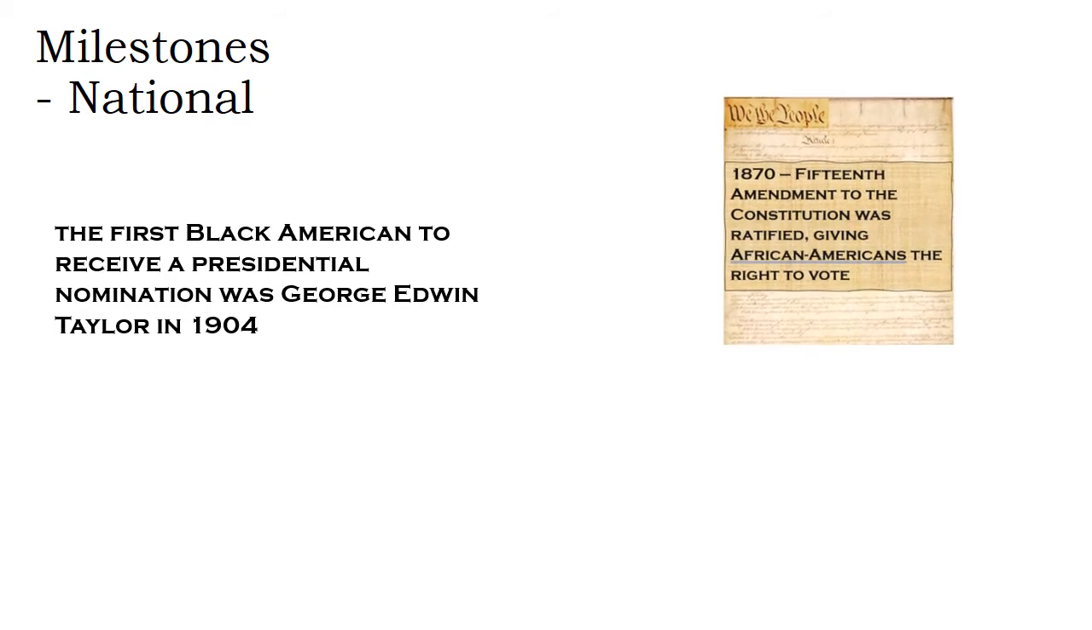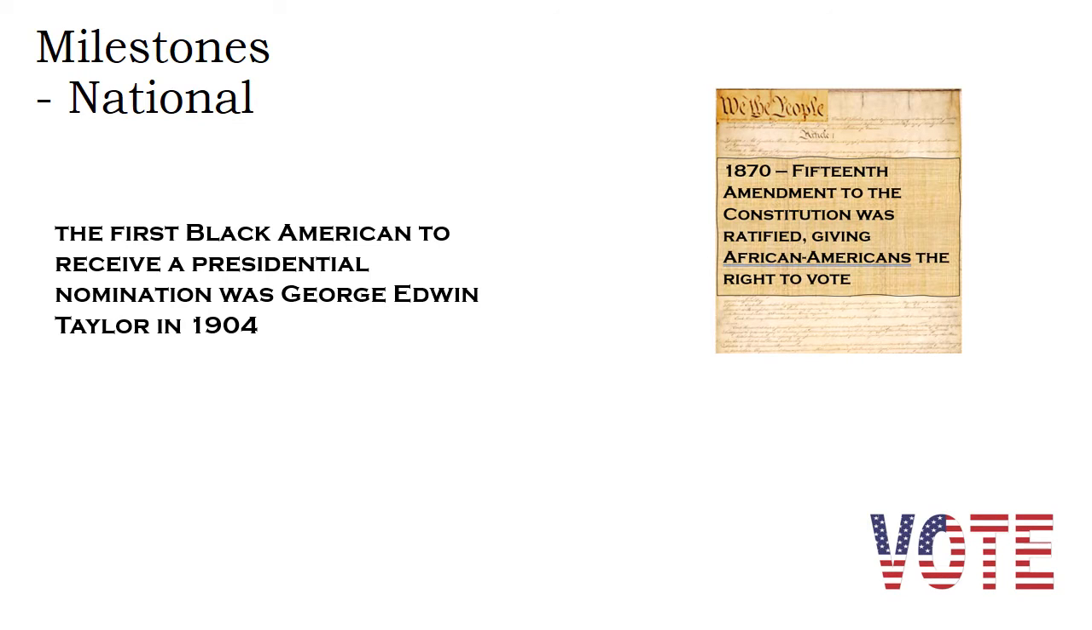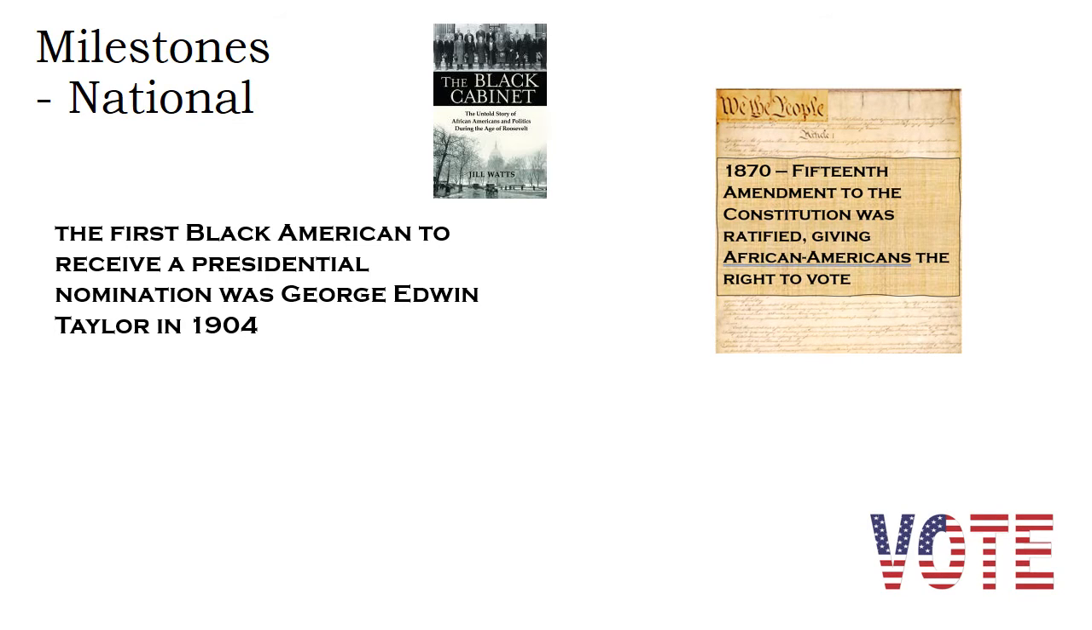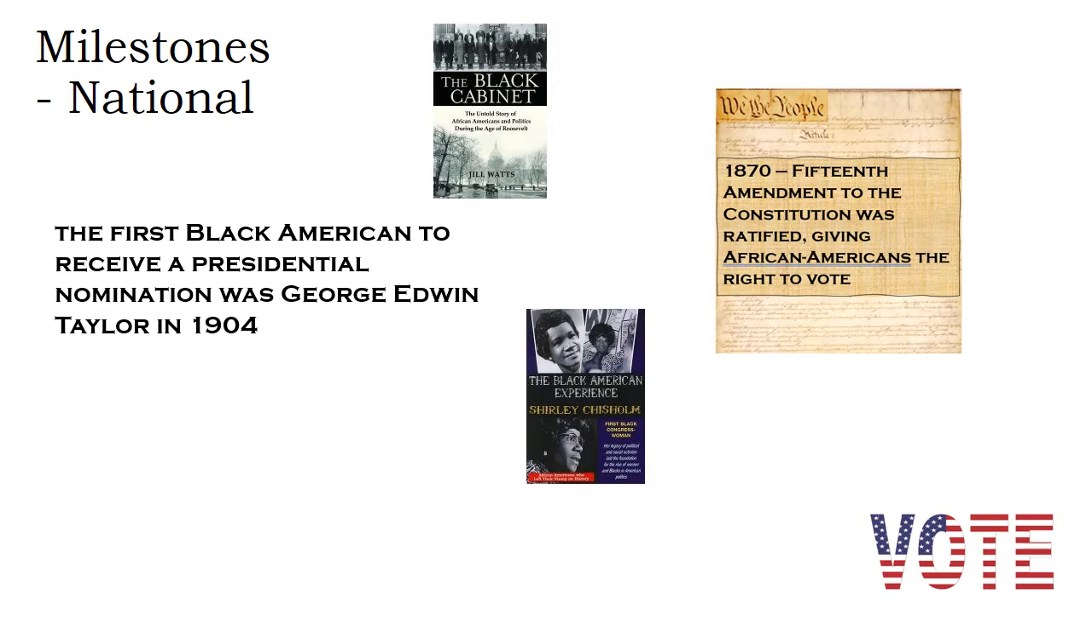Milestones National. The first Black American to receive a presidential nomination was George Edwin Taylor in 1904. In 1870, the 15th Amendment to the Constitution was ratified, giving African Americans the right to vote. Reading and viewing suggestions: The Black Cabinet, Shirley Chisholm, and Stolen Justice.